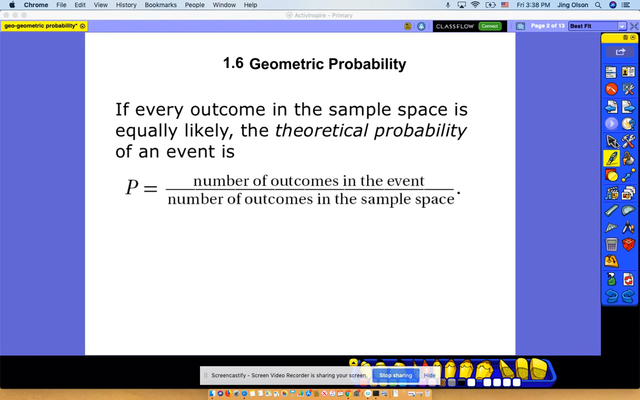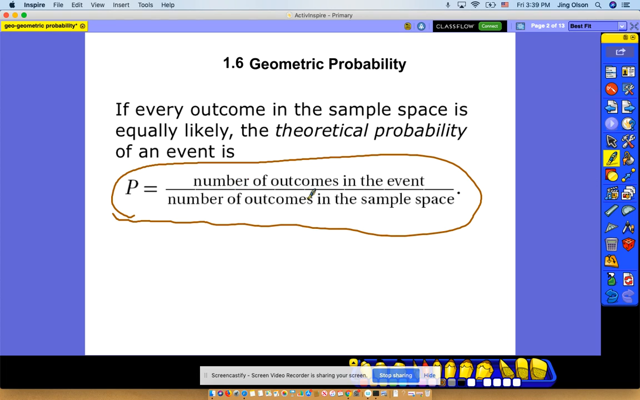What is a probability? How do you find the probability of something? If every outcome in the sample space is equally likely, the theoretical probability of an event is equal to the number of outcomes in the event divided by the number of outcomes in the sample space. So for example, if you throw a die, what's the probability of getting an even number?